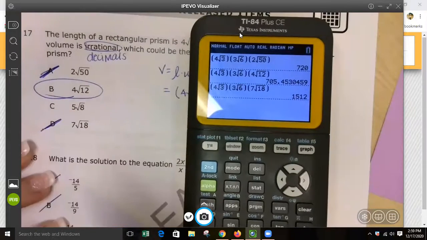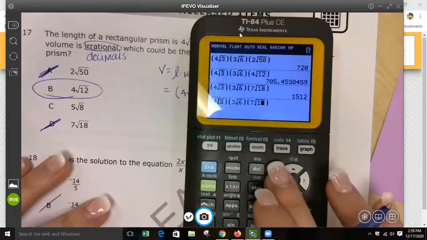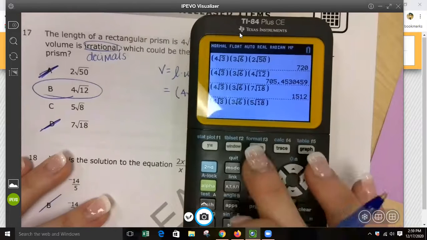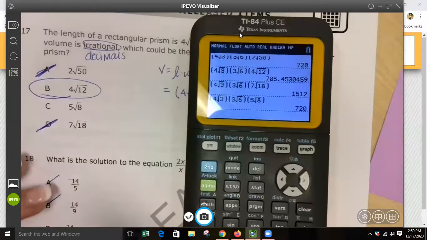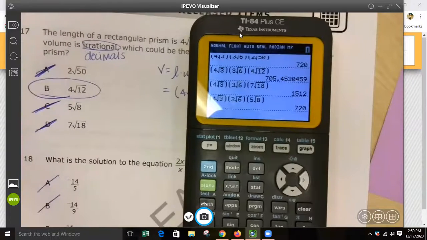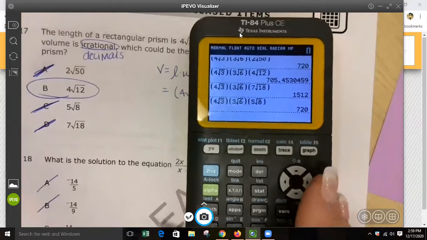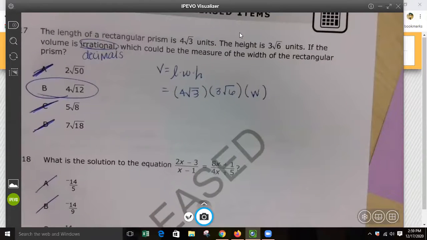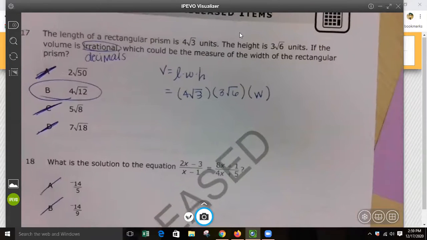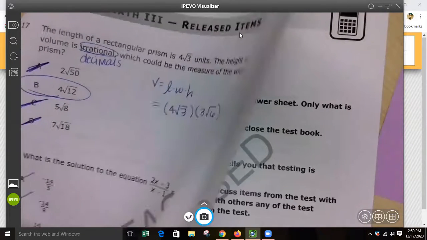It's a whole number. And then the other one is 5. And then I just delete the 1 square root 8, which is 720, which is also a whole number. So again, I always check once I'm done to make sure that those other two don't make any sense at all. Okay. Any questions on 17? All right. I think that is all of that packet.